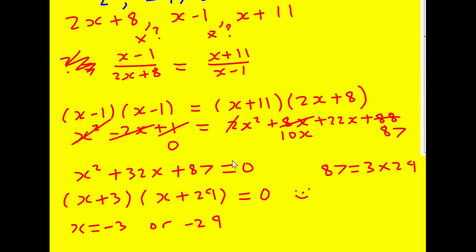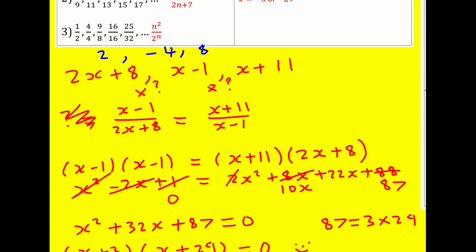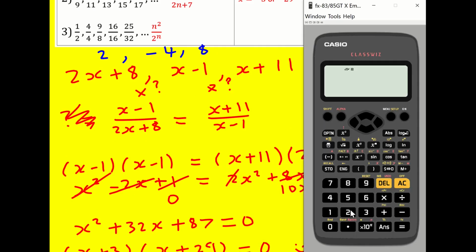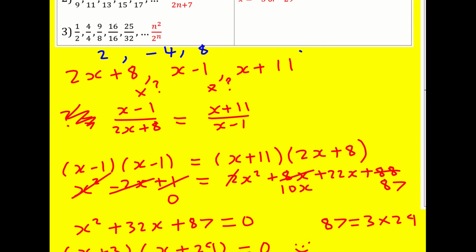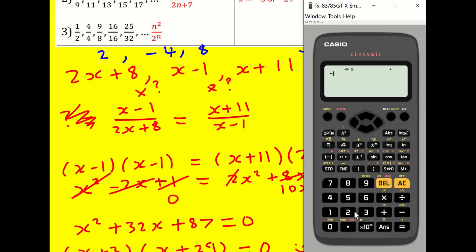If I substitute in minus 29, that's going to be a little bit trickier. So minus 20, let me do this on the calculator. 2 times minus 29 plus 8 is minus 50. So this is my second one. Minus 50 and then minus 30. And then minus 29 plus 11. I'm doing this on the calculator just so I don't make a mistake. Minus 18.